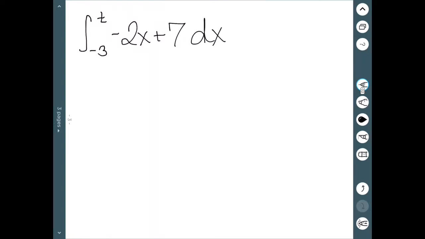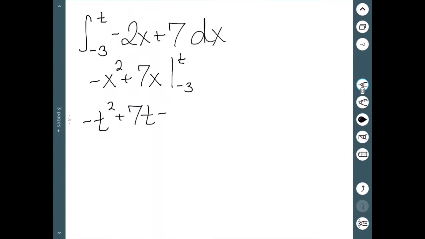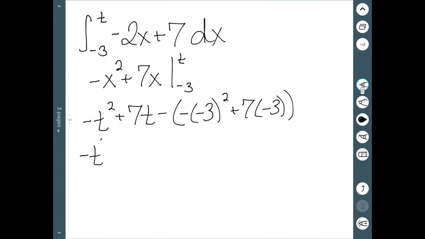We'll now repeat this integral, but this time we'll start at negative 3 to t and see how it changes. Our antiderivative would still be negative x squared plus 7x. This time we go between negative 3 and t. We have negative t squared plus 7t. Sticking in negative 3 would then be negative 3 squared plus 7 times negative 3.